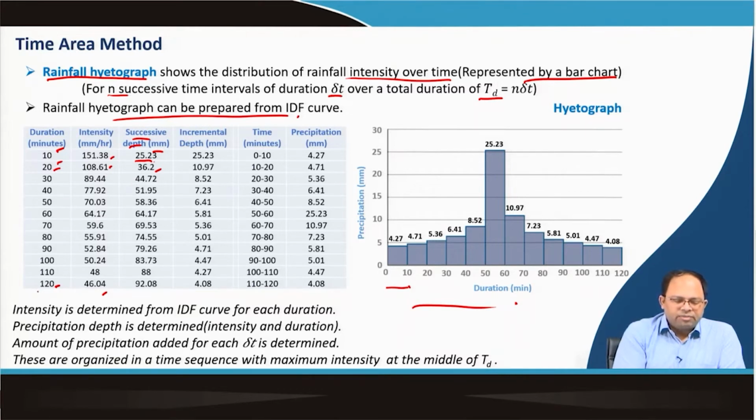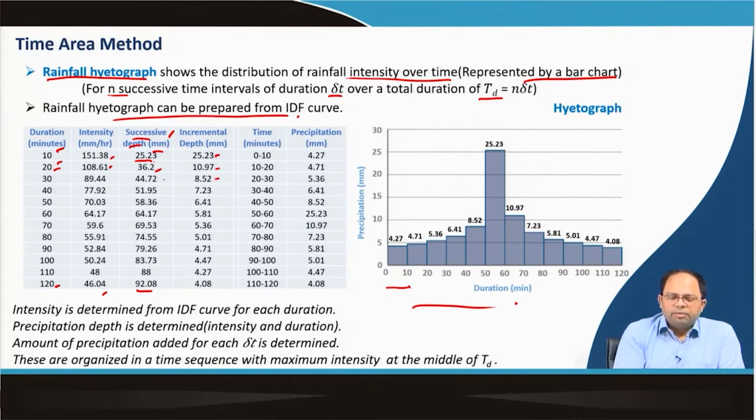And in this way, we can see that for a duration of 120 minutes, the total amount of rainfall that happens is 92.8 mm. So, this is the total depth of rainfall in millimeters, or this is the indicator of the quantity of rainfall. We would multiply with the total surface area to get the overall volume, but this gives us rainfall in depth. Now, as you can see, the more rainfall happens over time, like 10-minute duration, then 20-minute duration, gradually the depth increases, right. So, initially it is 25.23, then it increases by another 10.97, then it increases by 8.52.